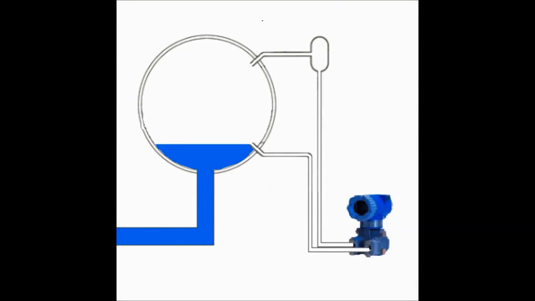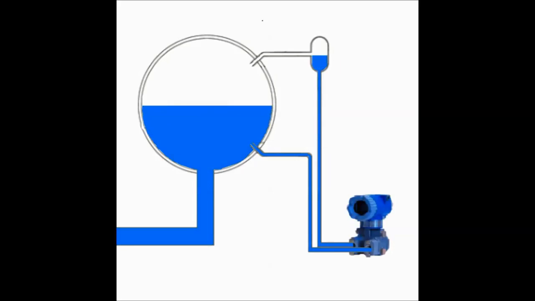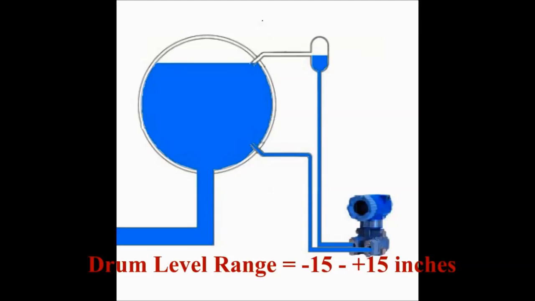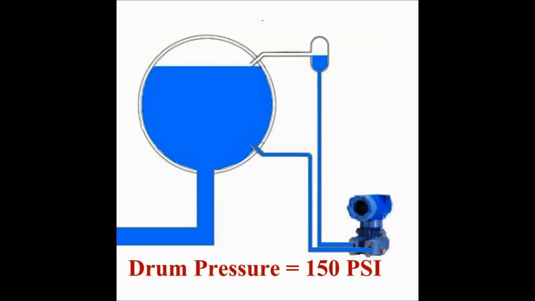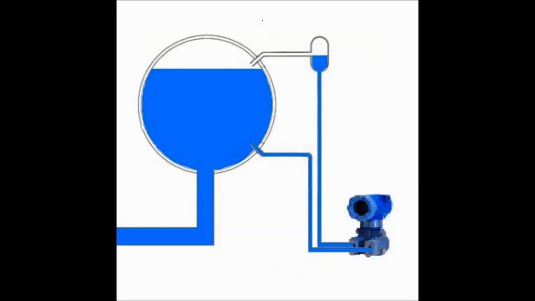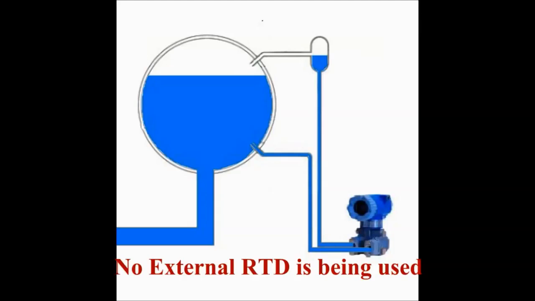Prior to configuring the transmitter for a boiler drum level application, it will be necessary to know some of the process application data. For this demonstration, we will be configuring the transmitter for a boiler drum level measurement of -15 to +15 inches. The drum pressure will be 150 psi saturated steam, and because this is saturated steam, we will not be using an external RTD, but rather utilizing the IMV31 internal saturated steam table to determine the temperature.